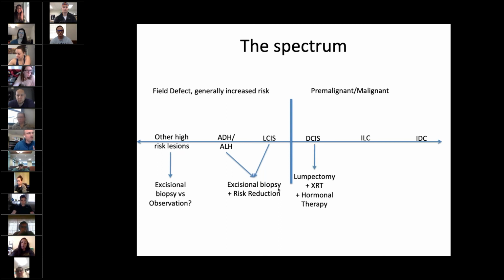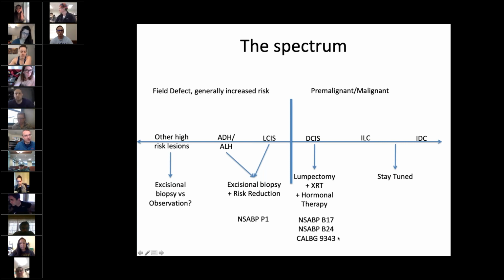And then after we get over this line, we have to start thinking about radiating the breast. So DCIS does get radiation on your boards, except in rare circumstances. And then we still offer hormonal therapy for ER positive. And then stay tuned for next week when we talk about invasive cancer. And these are the trials that I would at least be aware of. P1 for the prevention of development of cancer in the high-risk lesions. B-17 and B-24: 17 is radiation, 24 is hormonal therapy. You probably don't need to know that one, but that was the older patients trial.